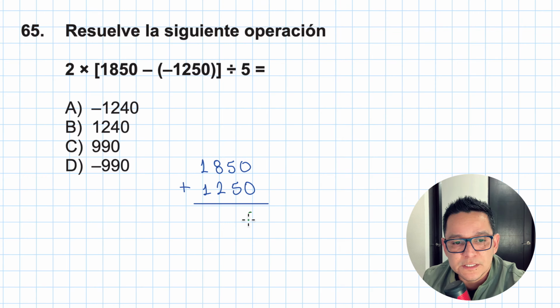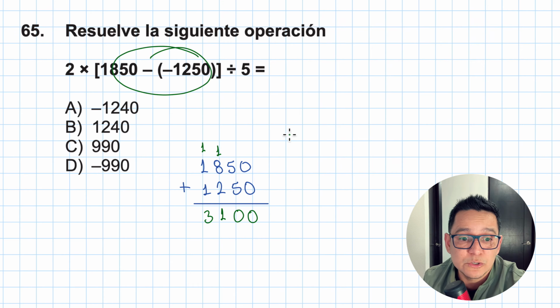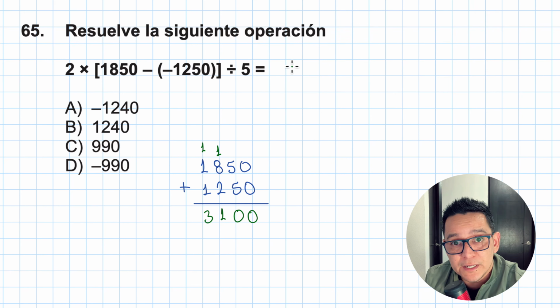0 plus 0 is 0. 5 plus 5 is 10. So I write 0 and carry 1 here. I have 9, 10, 11, so I carry 1. And here I have 3. All right. Now we have that the result of this operation, that is, what's inside the brackets, is 3,100, right? So the operation at this point is reduced to the following. Let's put 2 times what's inside the brackets, which we said was 3,100, and then we close the bracket.